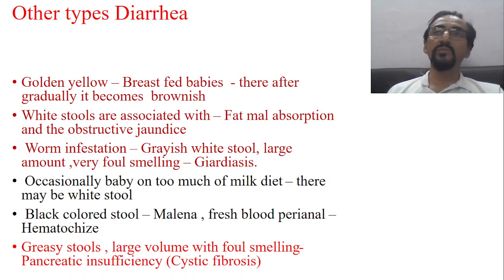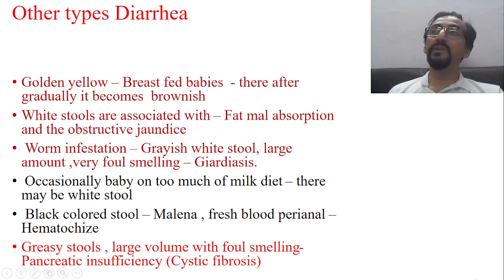So do you know why this golden yellow color is there? That is because of the presence of a pigment in the breast milk, which is called lactochrome. Lactose is rich in breast milk, and lactochrome is a pigment present which gives a yellow color. So by looking at the stool itself, you can say whether the mother is feeding breast milk or not. If breast milk is fed, then it will be golden yellow color.